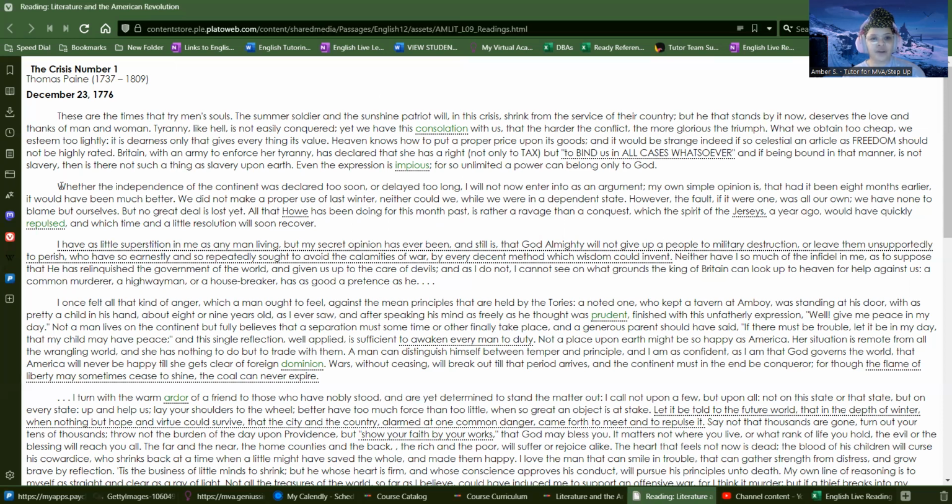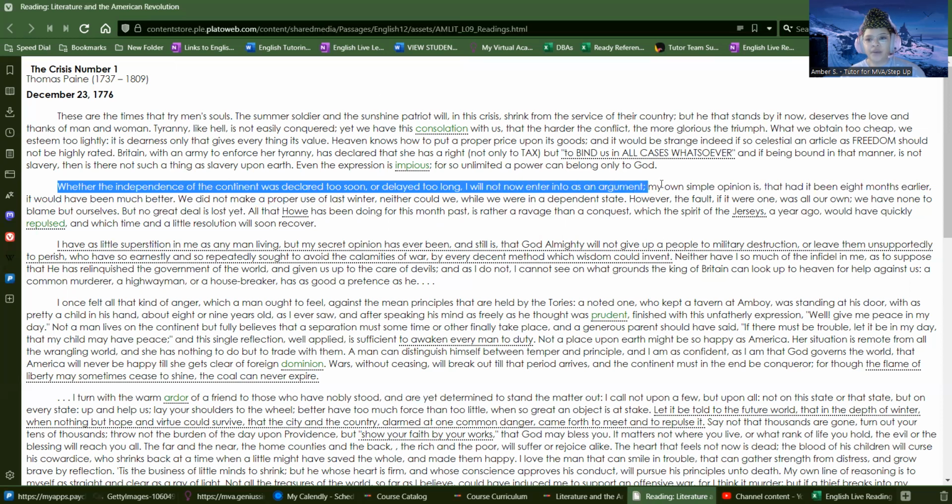So here in the second paragraph we have, "Whether the independence of the continent was declared too soon or delayed too long, I will not now enter into an argument. My own simple opinion is that if it had been 8 months earlier, it would have been much better." So he kind of opens. He says he's not going to make an argument, but he does state his opinion. So he does make a claim.